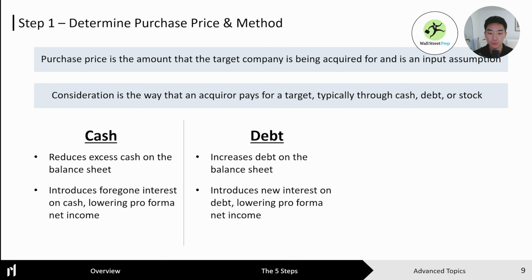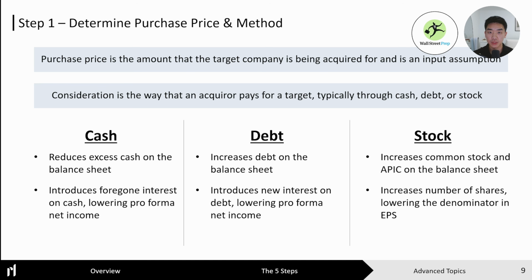You can also raise debt to purchase a company. I think this one's fairly intuitive, like raise $100 million to buy a $100 million company. So it increases debt on the balance sheet, and it also introduces interest payments that you need to make. So that lowers your net income as well.